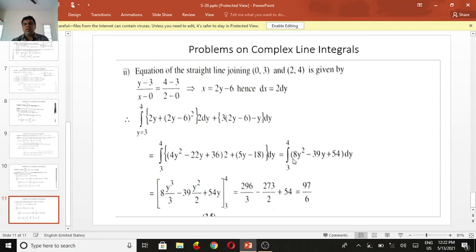Simplifying, integrating in y, we get 8 times y³ by 3 minus 39 times y² by 2 plus 54 times y. So substituting, we get the value equal to 97 by 6. So these are the problems. We are taking very few problems, but applying the basic properties of line integrals, path integrals, we solved a few problems.